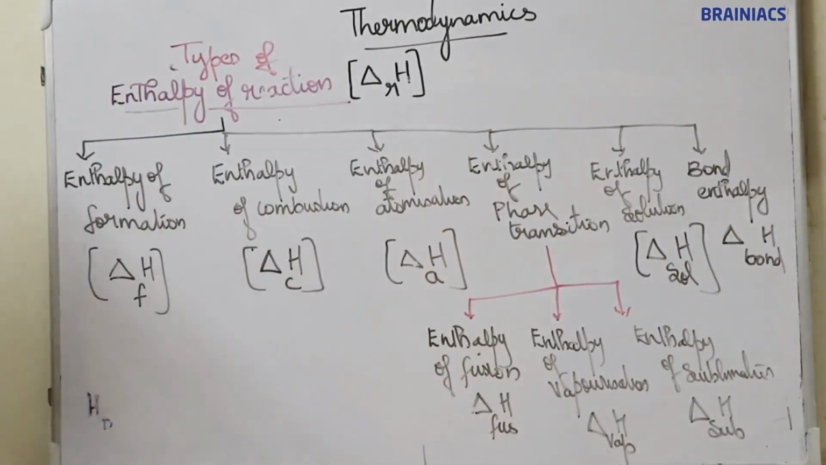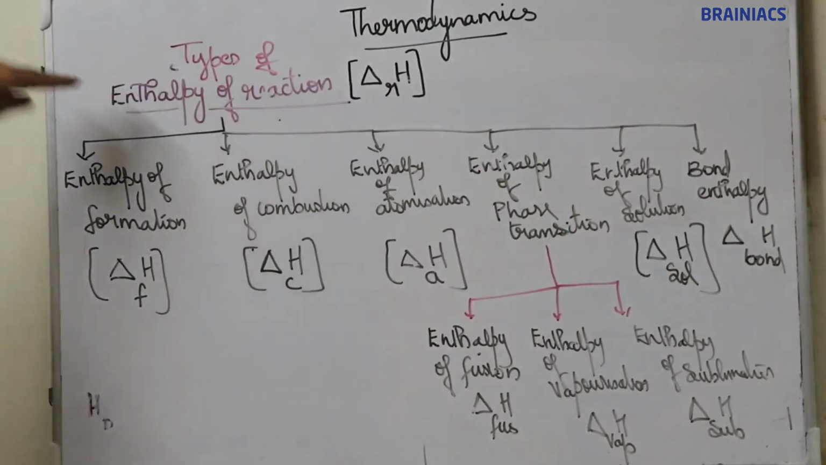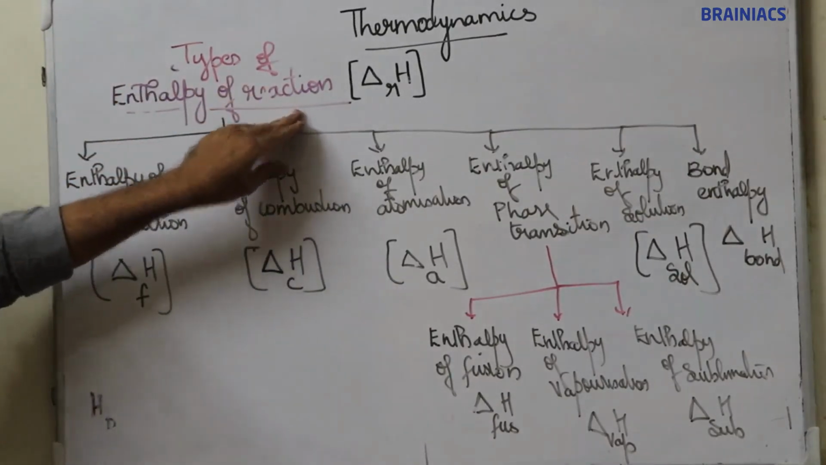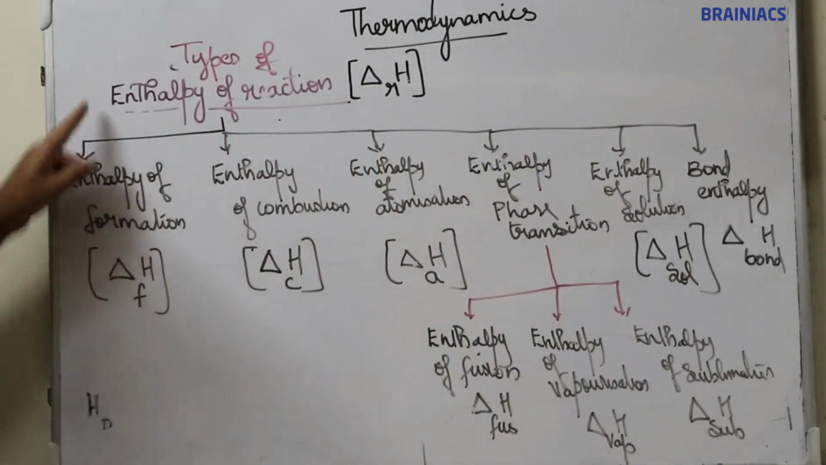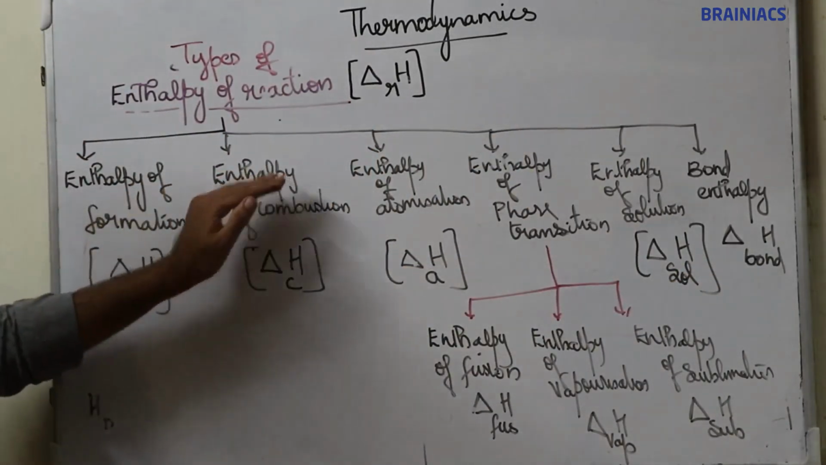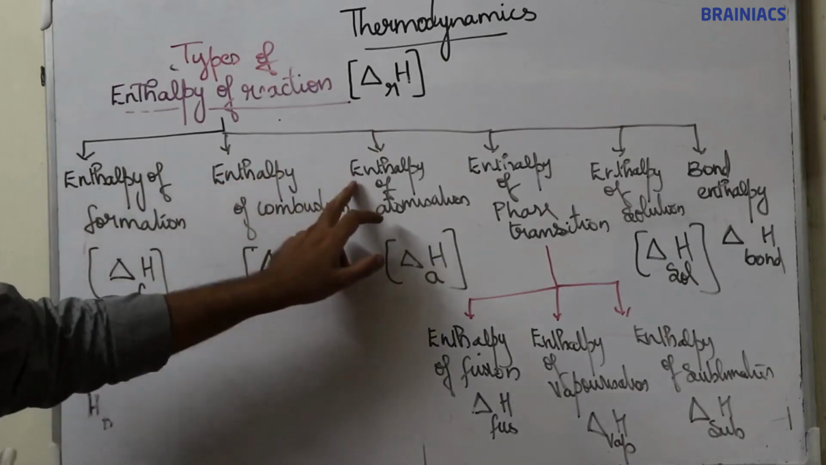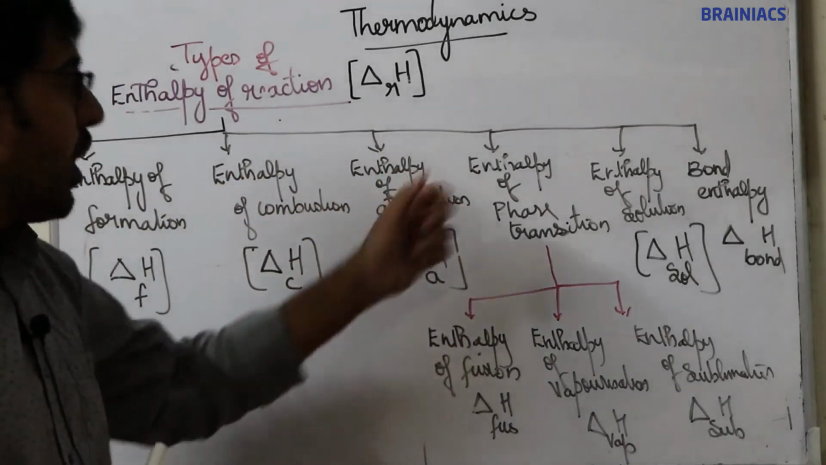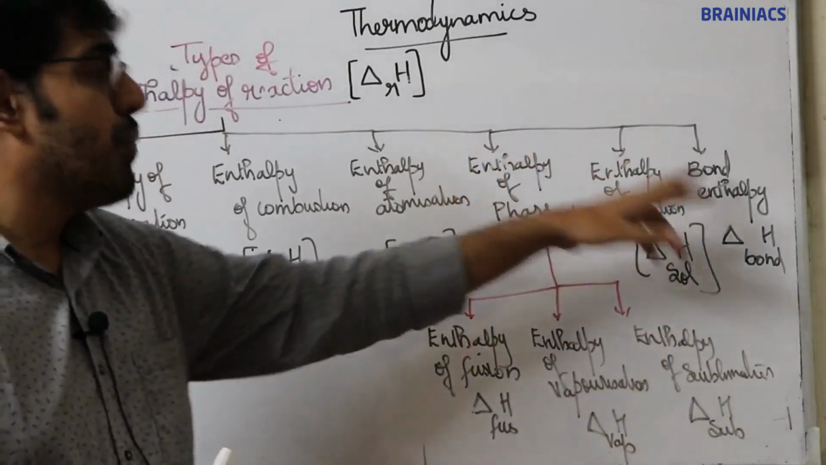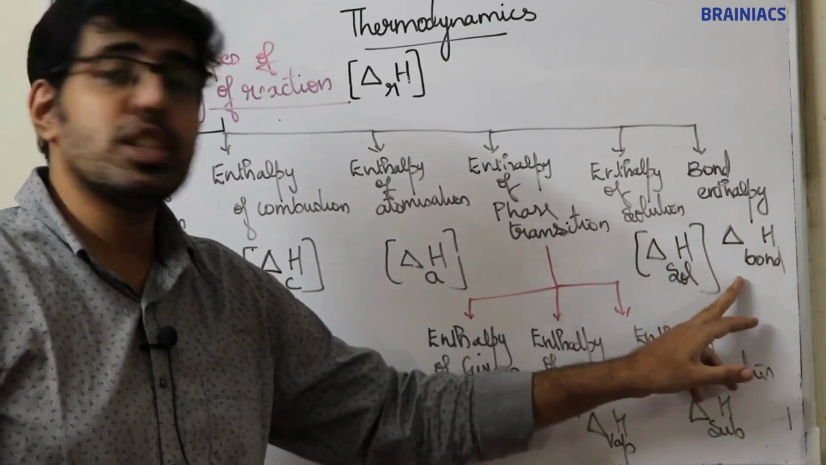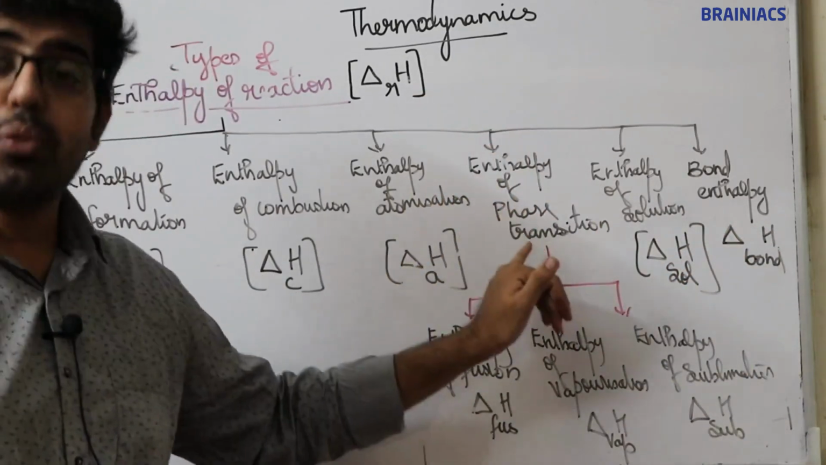Delta H bond. So enthalpy of reaction is again classified into different categories. First one, enthalpy of formation, delta HF. Second one, enthalpy of combustion, delta HC. Third one, enthalpy of atomization, delta HA. Fourth one, enthalpy of solution, delta H SOL. Fifth one, bond enthalpy, delta H bond. And last one, enthalpy of phase transition.